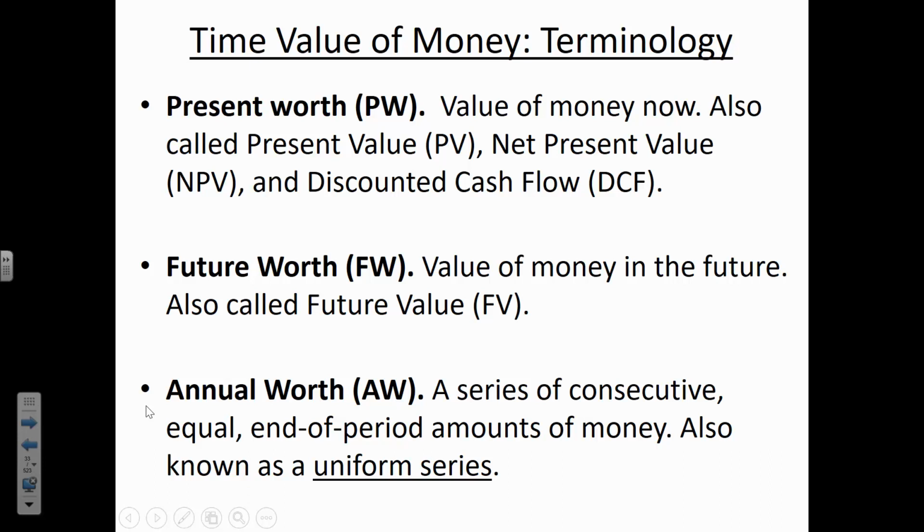But the key thing here is that they're equal amounts and they're applied at the end of the period. So that's why we don't see a uniform series starting at time 0. The uniform series starts at 1 on the diagram because it's at the end of the first year that the transaction occurs.